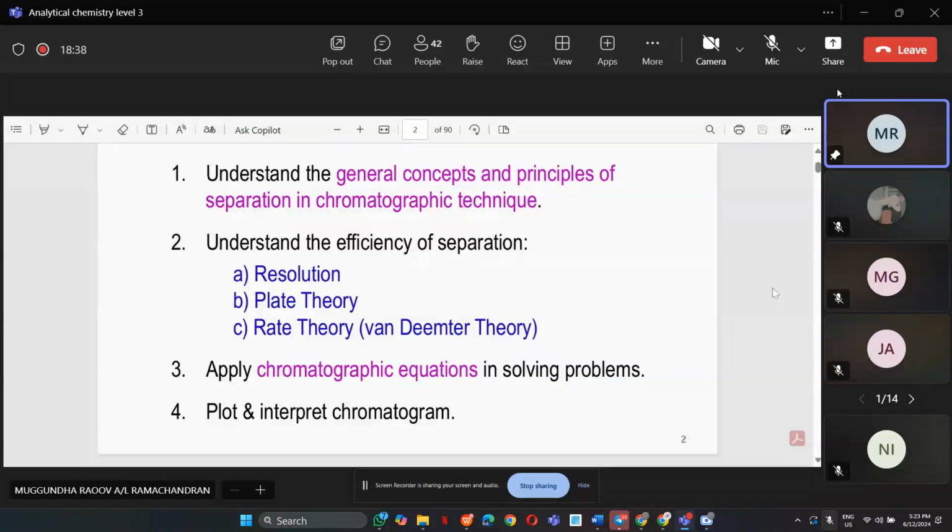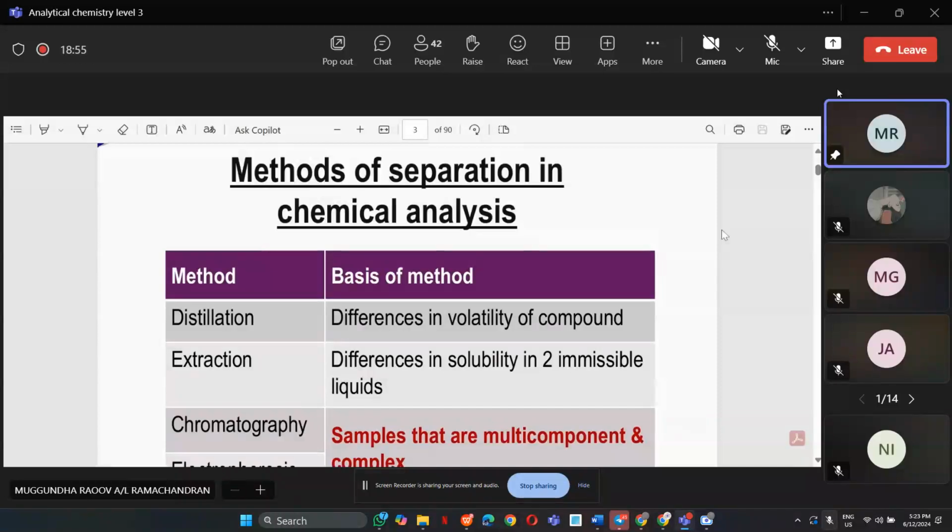So basically, class, I will really make sure you understand what resolution is, what plate theory is, and what Van Deemter theory is. You have to really understand all these so that you won't have any problem later as we go. So far so good? Can all of you hear me clearly? Yes, doctor. Okay, good. I won't do this online class for very long, not for 2 hours, because I don't actually prefer online class. I prefer physical class, but I have no choice and have to do it online for this week.